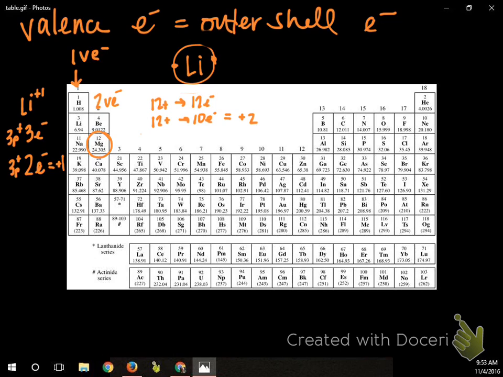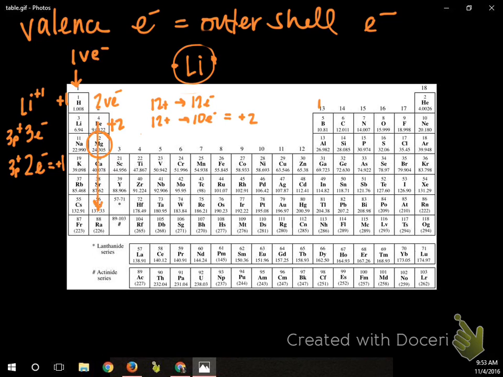So that's where these charges are coming from. You'll see a pattern in charges just like you see a pattern with valence electrons. 1 valence electron usually leads to a +1 charge. 2 valence electrons usually lead to a +2 charge. Do you see the pattern that's happening on your periodic table of ions? Okay, good. Now let's jump over here.